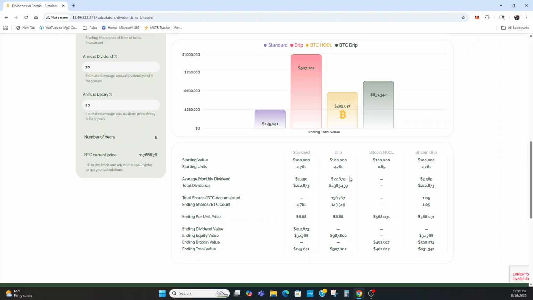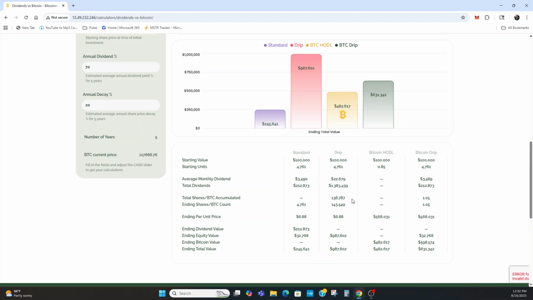But if we look at the drip scenario, look at our average monthly dividend, it's over 22 grand. Why is that? Well, because we took all of our dividends and we bought more MSTY. And so if you go down to the next section, what you'll end up seeing here is, well, how many additional shares did I accumulate? Well, in the MSTY scenario, you injected all your dividends and acquired almost 140,000 additional shares.